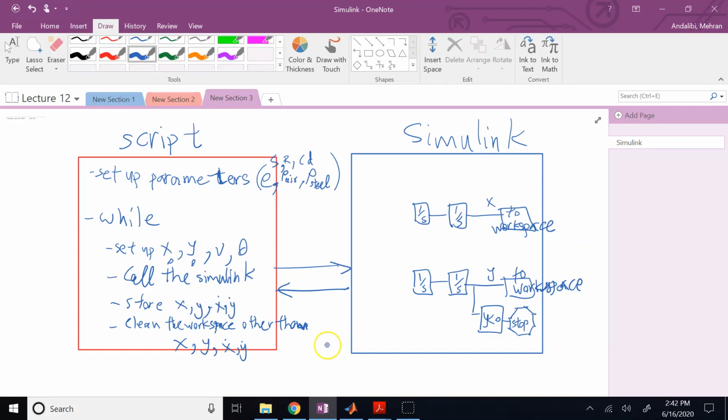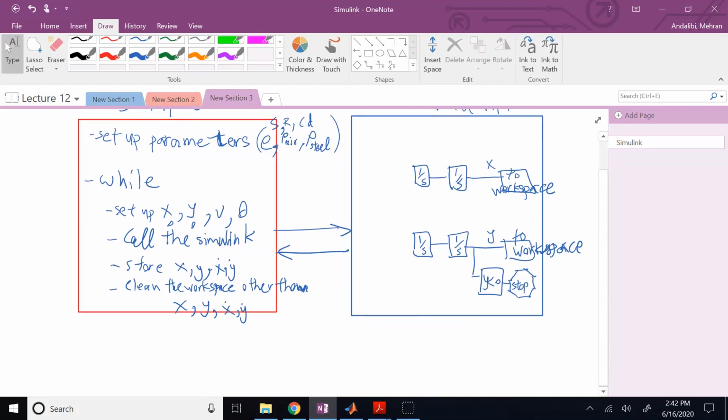So you clean and make it ready for the next simulation, and now that you have those, you keep repeating, right? And then once you have all the data, you do your animation, of course, at the end of the loop.